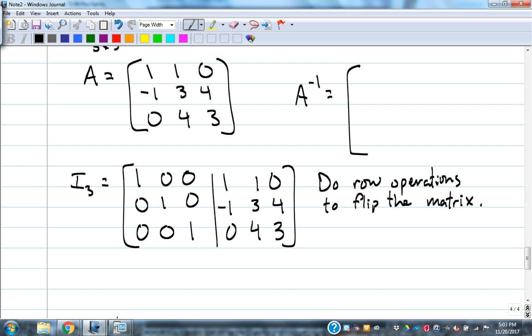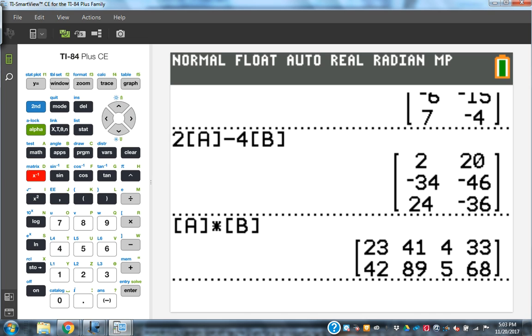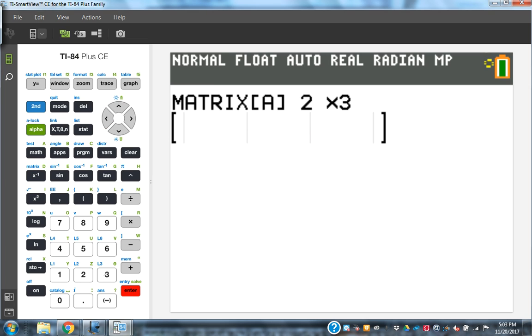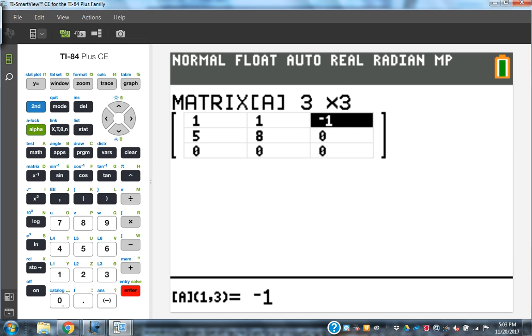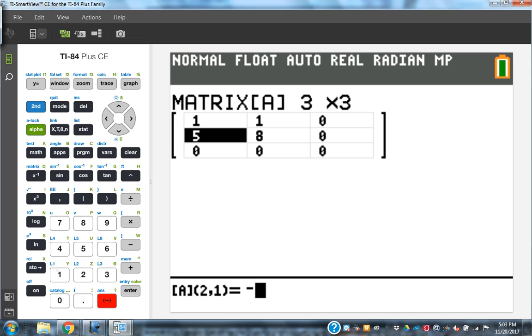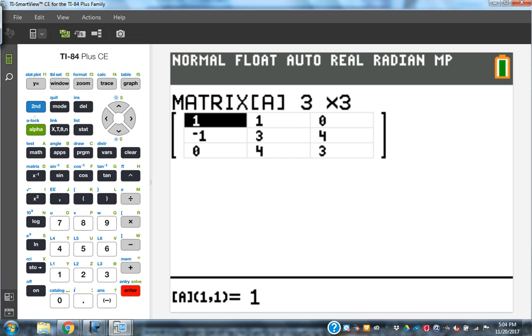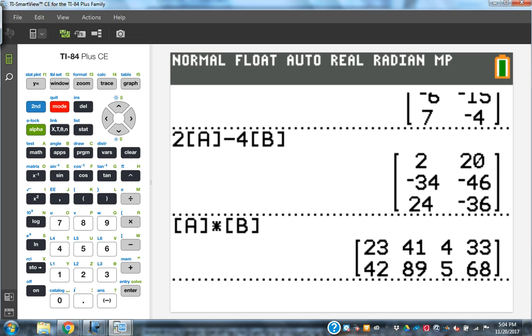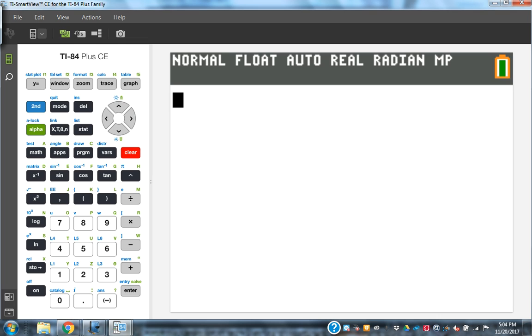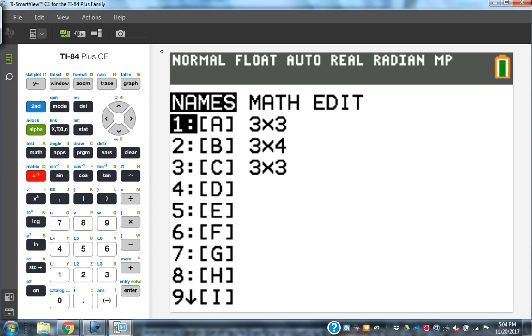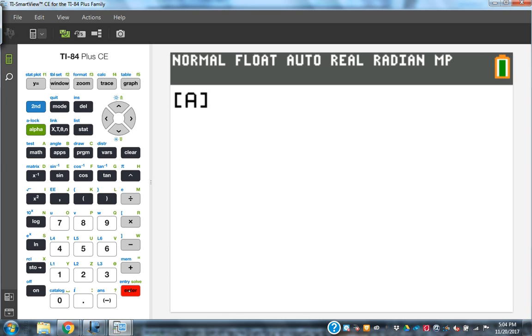You're going to take that matrix A and put it in your calculator. I'm going to go to my calculator, go to matrix, edit. Matrix A is a 3 by 3 now. 1, 1, 0, negative 1, 3, 4, 0, 4, 3. Okay. Once I've entered that matrix, I want to use that matrix name. So second matrix, and it's just like if I were going to multiply or add or subtract it. I got to go get the matrix I want, matrix A, and I want to find the inverse.